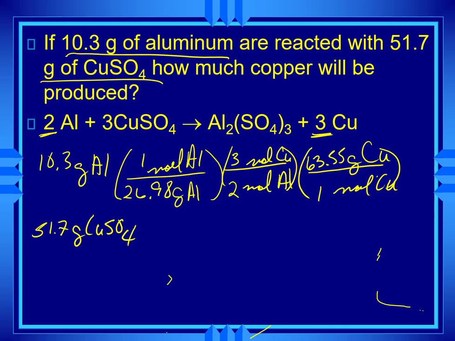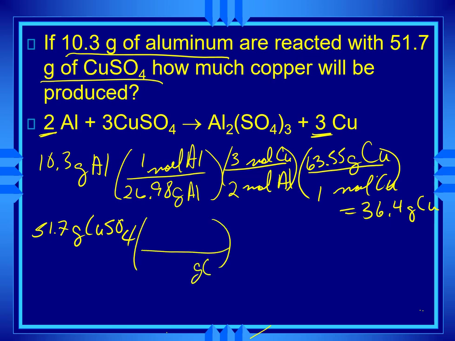So if I push all those buttons, 10.3 divided by 26.98 times 3 divided by 2 times 63.55, I get 36.4 grams of copper. That might be my answer.